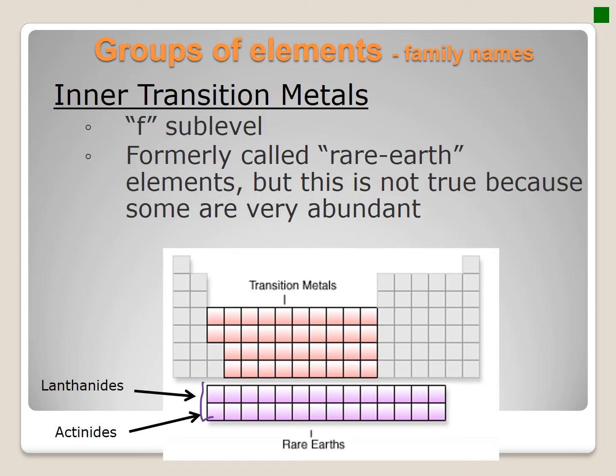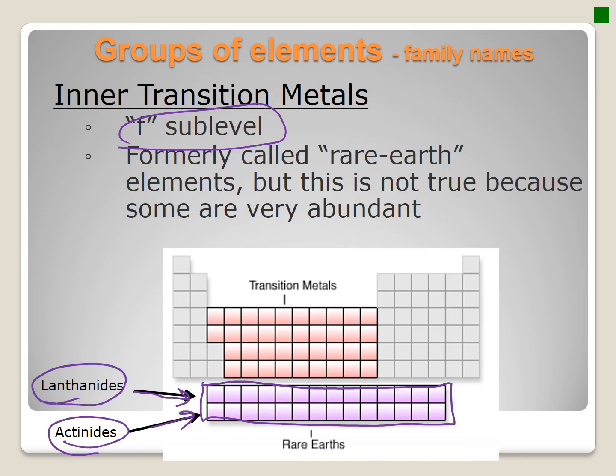And then we have this last group down here of last two rows, which are the inner transition metals. They are known as the F sublevel, which once again, you really don't have to worry about much. What I do want you to know is that that first row are known as the lanthanide series or lanthanides, and the last row are known as the actinides or actinide series.